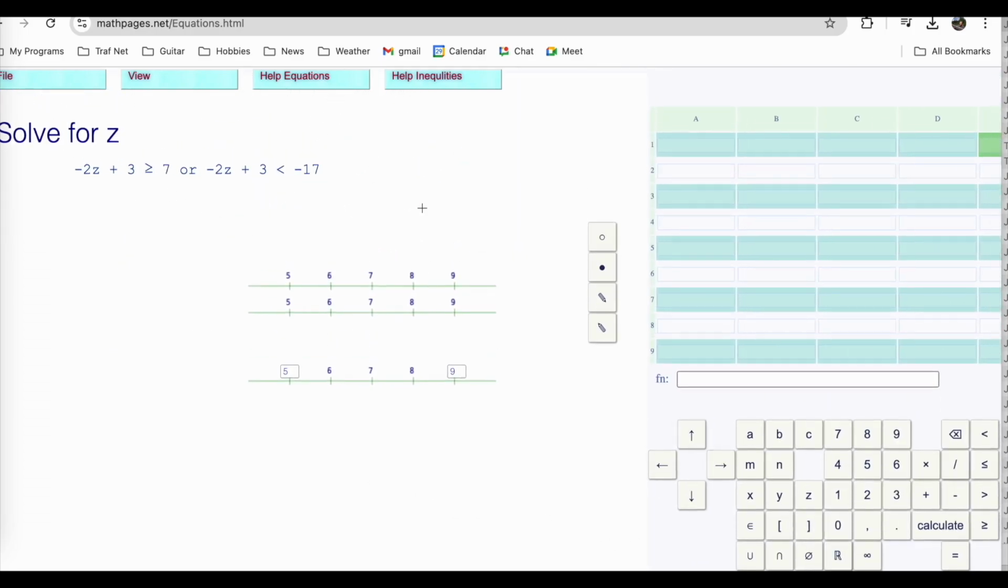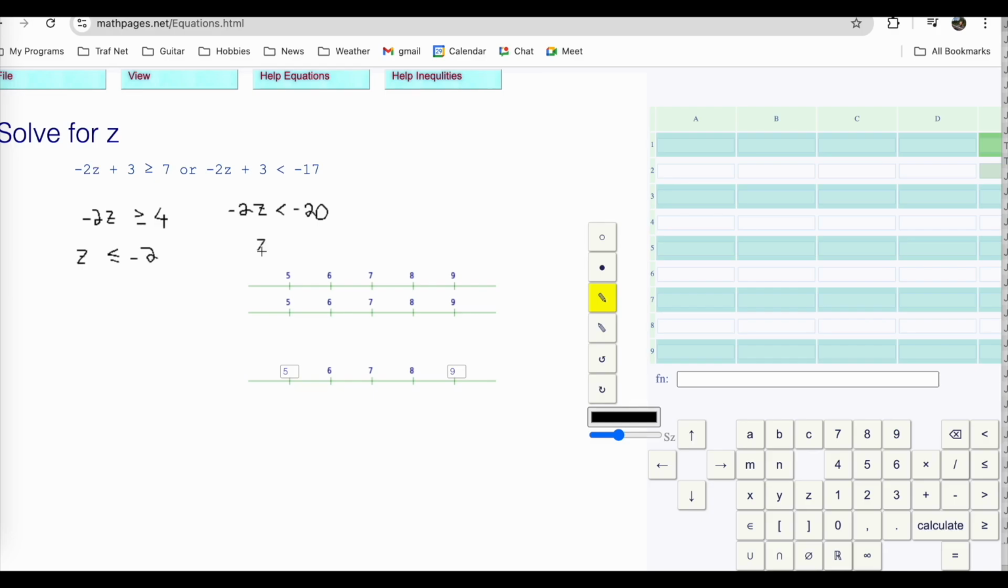I want to get rid of the 3, so I'm going to subtract 3 from both sides, and that will give me negative 2z is greater than or equal to subtract 3 from 7, 4. Here I'd have negative 2z is less than negative 17 minus 3 is negative 20. I'm going to divide both sides by negative 2. That gives me z. Yes, we're dividing by negative, so flip the direction of the relationship. 4 divided by negative 2 is negative 2.